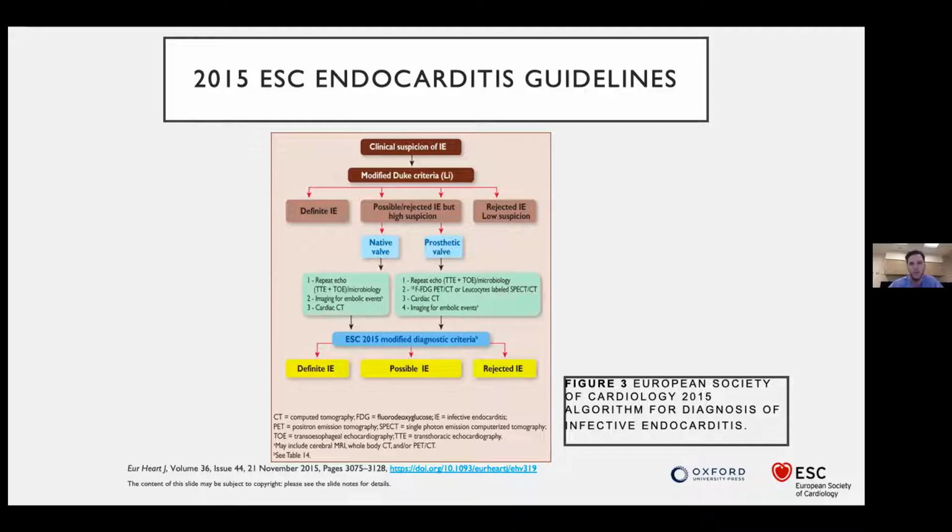So for both native and prosthetic valves, transthoracic and TEE, repeating them are options. Imaging for embolic events is an option, so scanning the head or the abdomen. Cardiac CT is an option, with strength of CT being evaluation of paravalvular infection, more on that later. And the main difference here between prosthetic and native valves is really the utility of a PET scan. So it's an option for possible endocarditis of prosthetic valves, but not so much for native valves, and more on that again later.